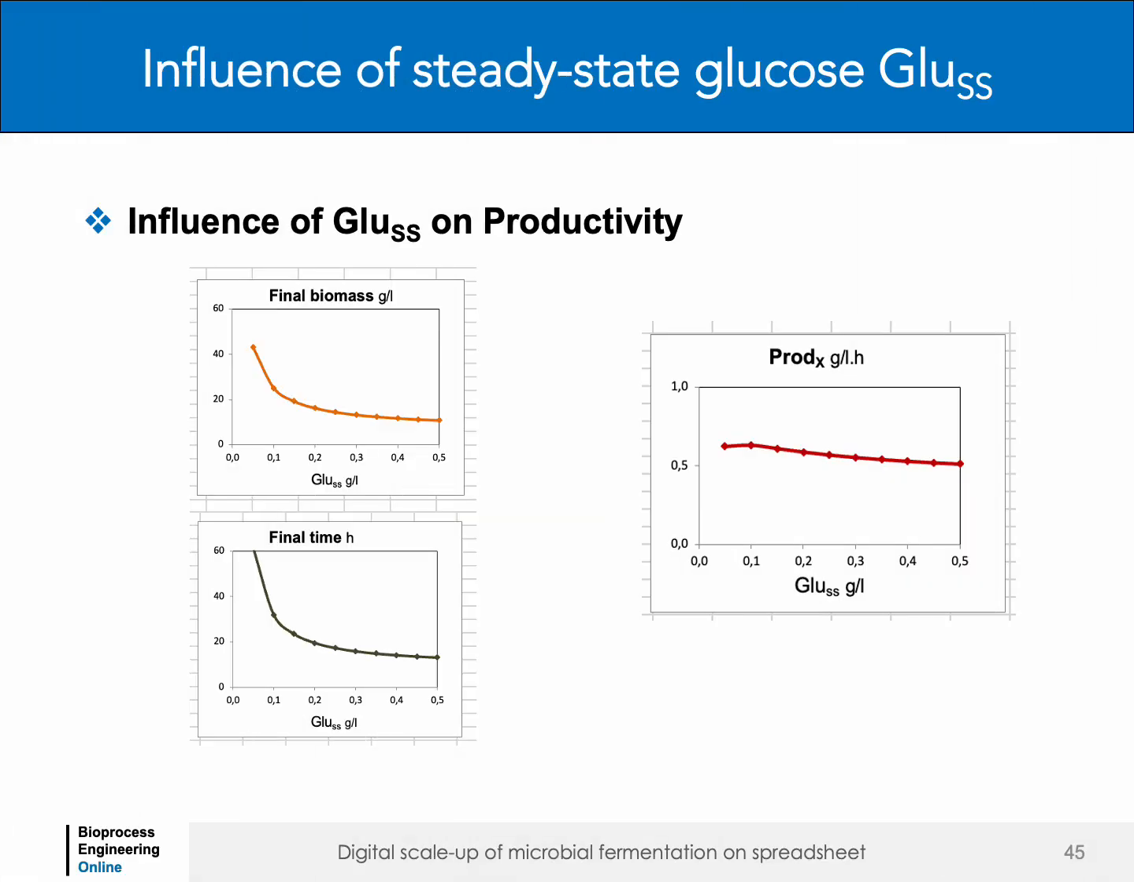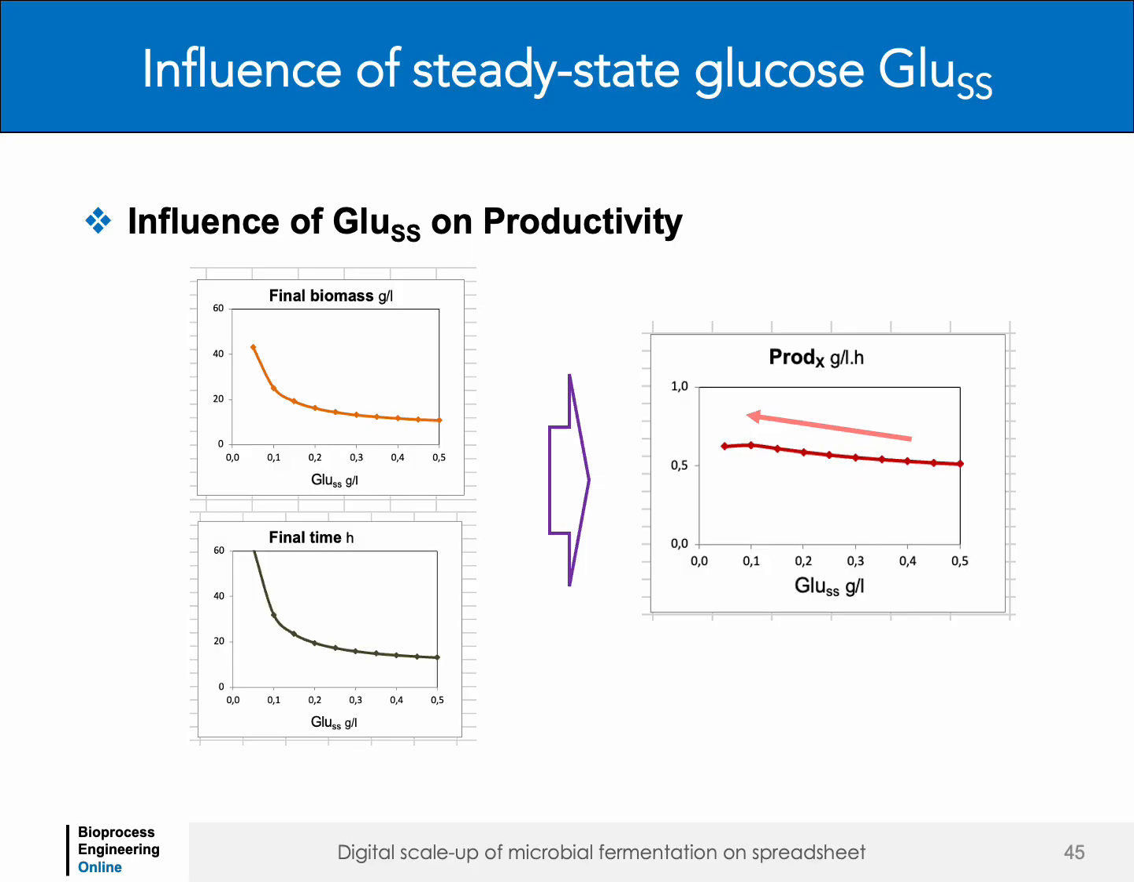According to the simulation results obtained at a fixed feed glucose concentration of 200 grams per liter, the final biomass concentration increases strongly as GLU-SS decreases due to the reduction in the specific oxygen consumption rate. But this is accompanied by an increase in the fermentation time T fin, resulting from the lower cellular growth rate. As a consequence, reducing GLU-SS leads only to a slight increase in fermenter productivity.